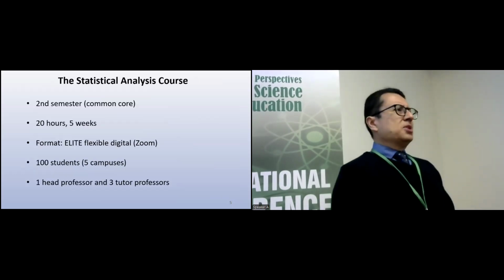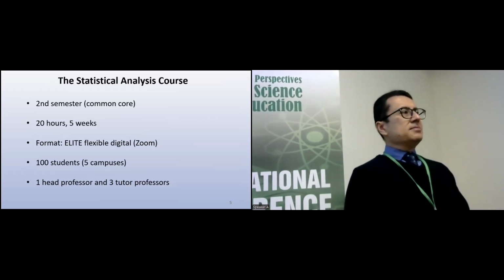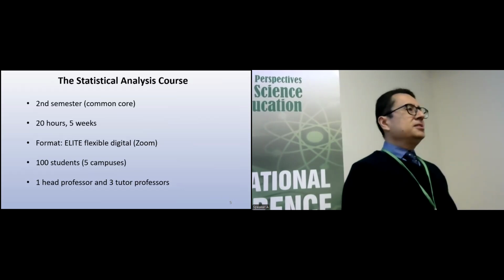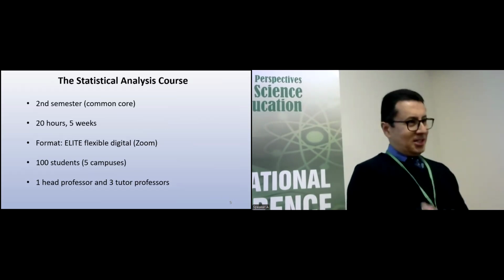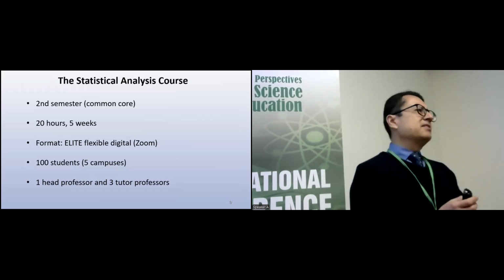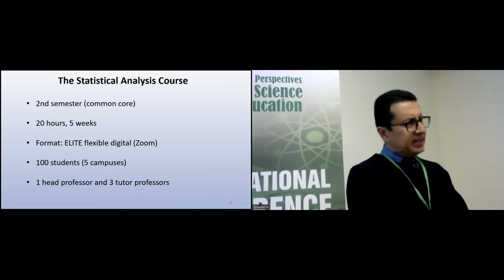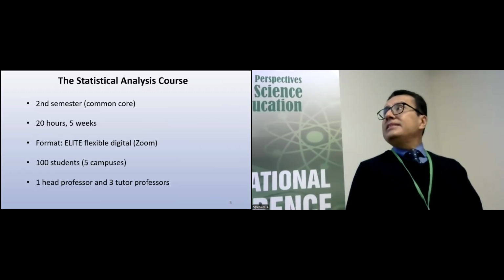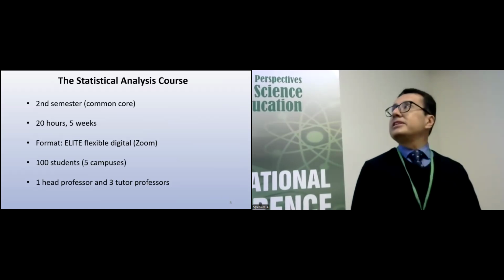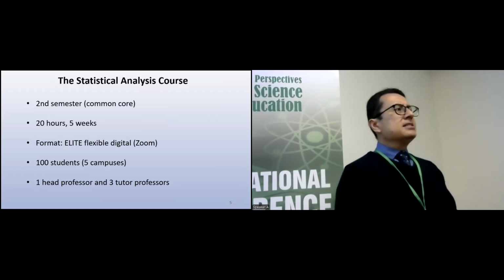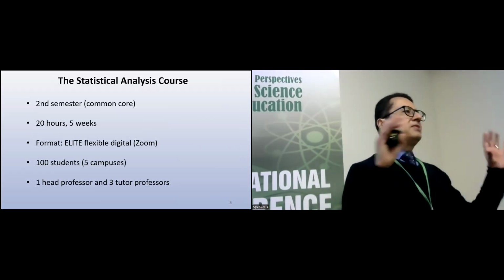Now, a short description of each one of the courses. The statistical analysis course is in the second semester of what we call the common core, the subjects that every engineering student is supposed to take. It has a duration of 20 hours over 5 weeks, with two 2-hour sessions every week. The most interesting part is that it is called the Elite Flexible Digital. It is an online synchronous course broadcast via the Zoom platform.